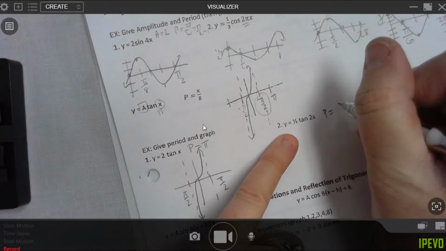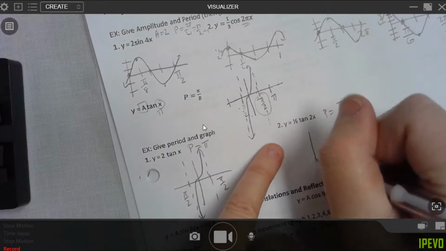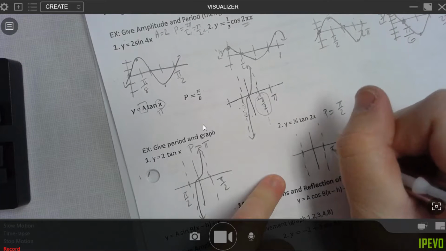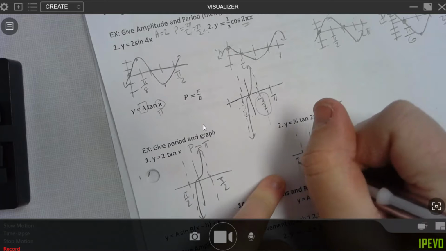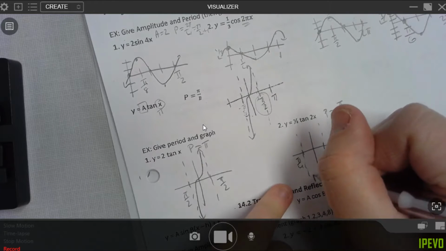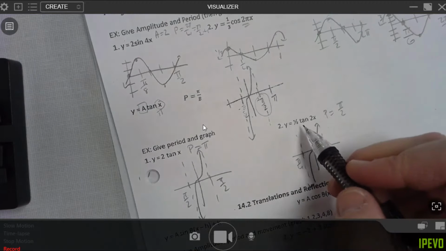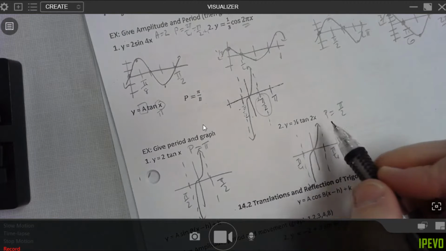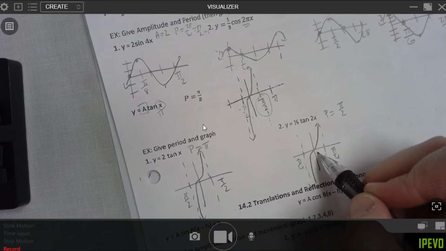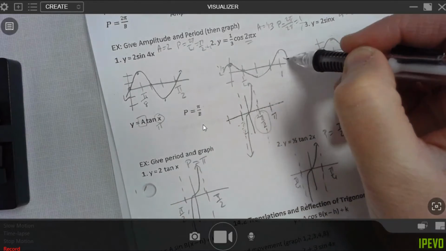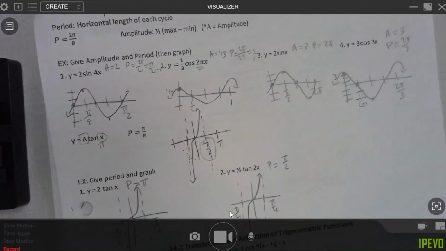So here my period is pi over 2. So half of that goes on either side of my dotted lines right here. So we get pi over 4, pi over 4, and then just make your cubic. If A was ever negative, you would just make it go in this direction. Just like up here, if A was negative, you would just flip it over your x-axis. And we're going to be doing problems like that tomorrow.